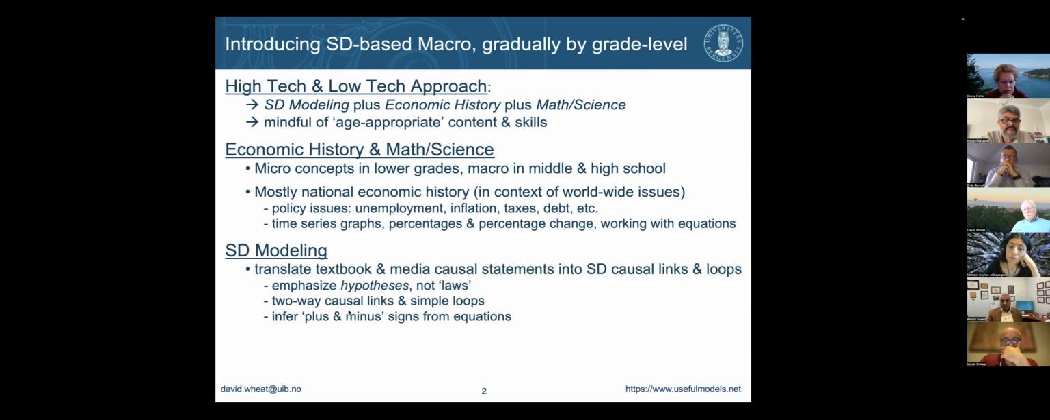So when we get to the SD modeling at the high school level, what I would suggest is that we, first of all, make use of and build upon what we've been stressing in the earlier grades, and take advantage of a lot of textbook and media statements about what's happening in the economy and implicit cause and effect, and get students to start thinking in terms of drawing these causal links and loops, somewhat like the loop that Murat drew a moment ago. And they don't have to be accurate. They need to serve as a basis for communication.